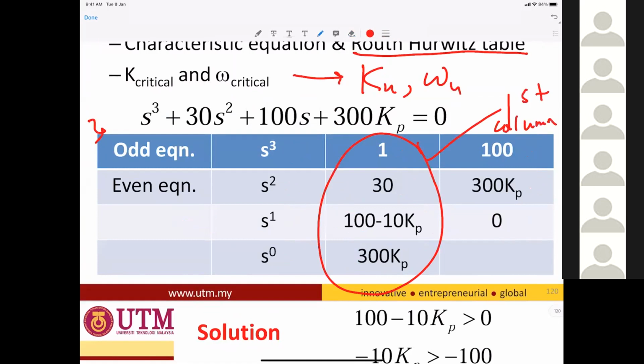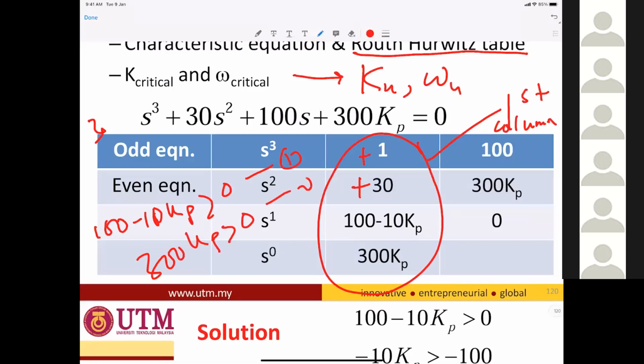Our concern in the Routh-Hurwitz is the first column. The first column must be positive. So 30 is positive, and this one, 100 minus 10 Kp, must be greater than 0. Then 300 Kp must also be greater than 0. So we have two equations.